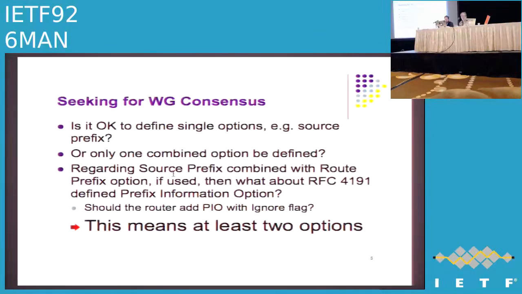Now, regarding source prefix combined with route prefix option, we also have RFC 4191, which defines the PIO, prefix information option. Again, in the name of draft Fister, he has the next presentation, maybe he's going to ask the same question. Should the router have the PIO option with an ignore flag if we use source prefix combined with route prefix option, or if you have a route prefix option combined with other options, like next hop option, should we have a PIO option added and ask the host to ignore the PIO? My observation here is that the claim with draft Fister was that we need only one option. But now, adding the second option means we need at least two options. So we are getting into many options anyway.